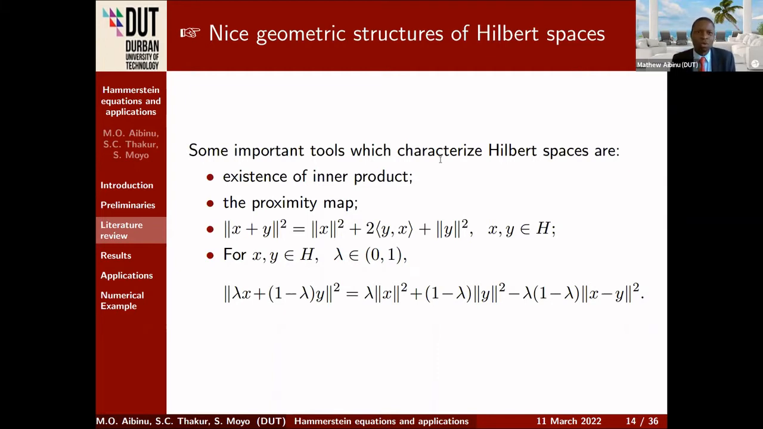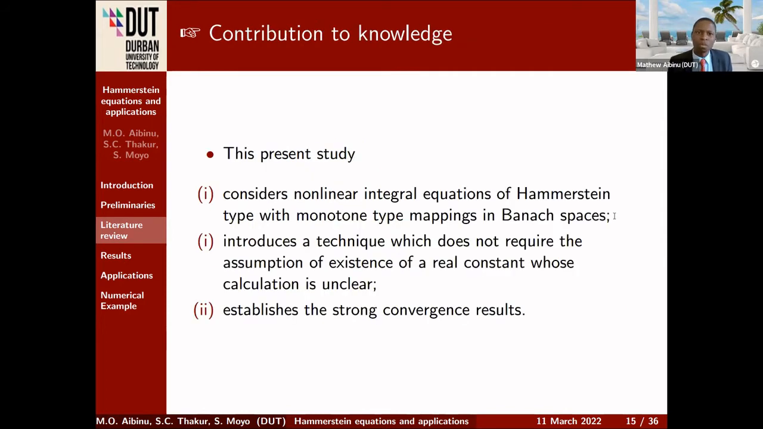Also, in Hilbert space, there's what we call the proximity map. And also these two identities, that is the third and the fourth one, that is the norm of x plus y squared, which is defined as this, for x, y in H and lambda in [0, 1], these two identities only hold in Hilbert spaces. They don't exist in other spaces. These are some of the nice geometric properties which Hilbert spaces possess, and which make some results posed in them easier to handle than when they are considered in other spaces.